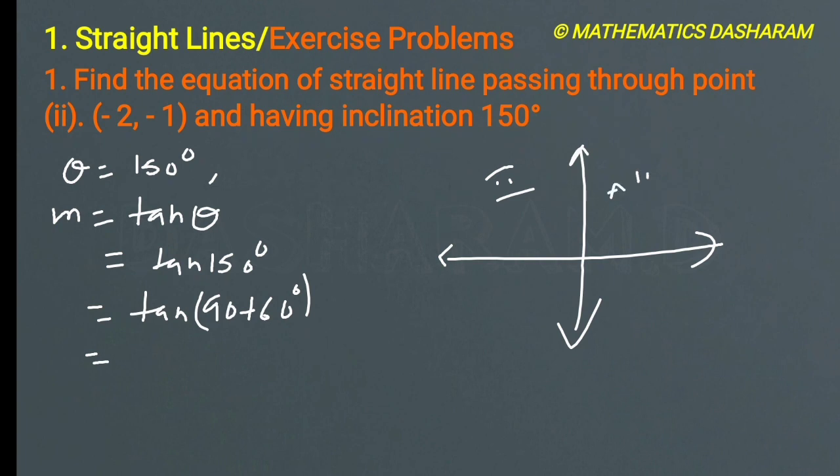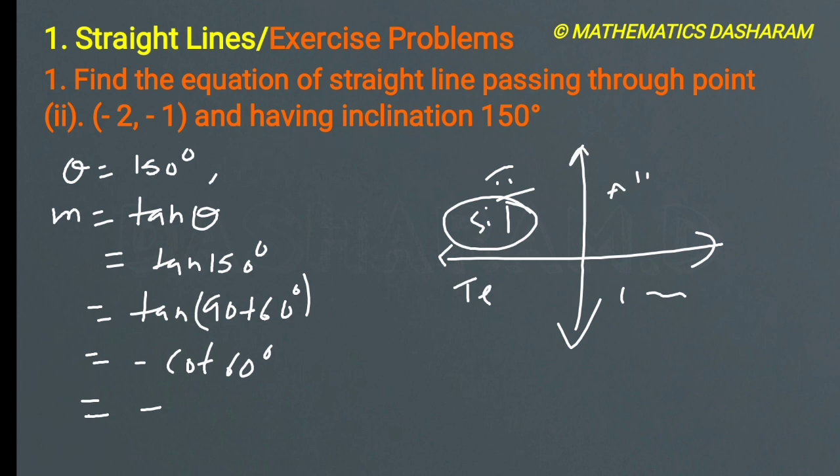All Silver Tea Cups: in the second quadrant, the plus symbol is only for sine and cosec. For the remaining, it is minus. And here the angle is 90, so it is an odd multiple, so the trigonometric ratio will be changed, that is cot 60 degrees with a minus symbol. So minus cot 60 degrees, whose value is 1 by root 3.